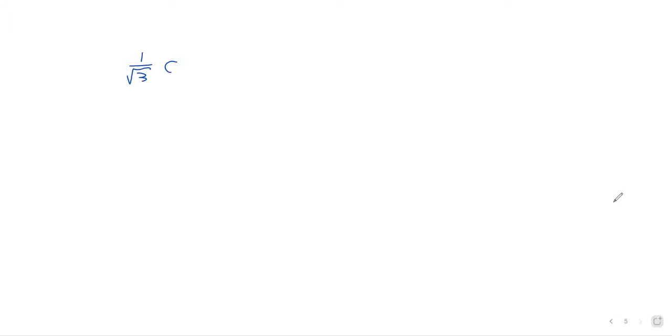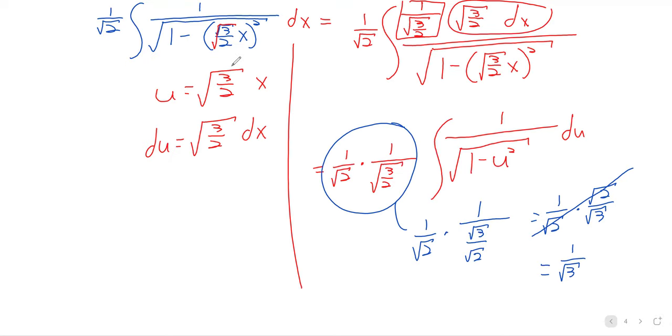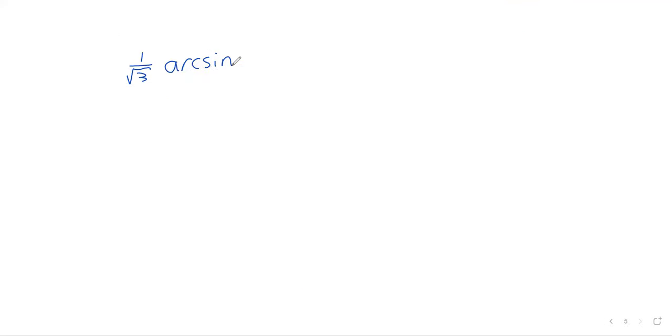So 1/√3 times the arc sine of u. u is the arc sine of the square root of 3/2 x, plus c.